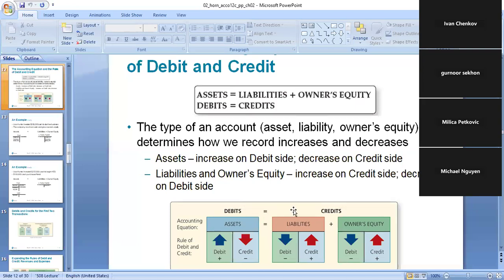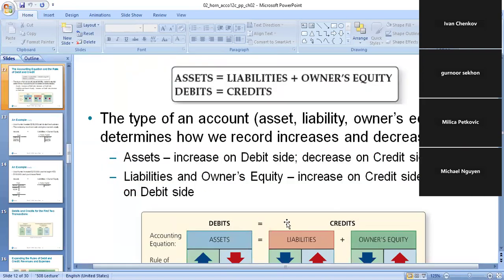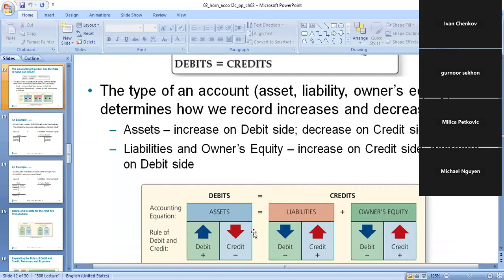Picture this chart here, but draw the line down right here. That's the account, debit, credit. So for an asset, every time we add a debit on the assets, that means we increase the asset. Every time we credit, that means we decrease the asset. Liability and equity are the opposite.